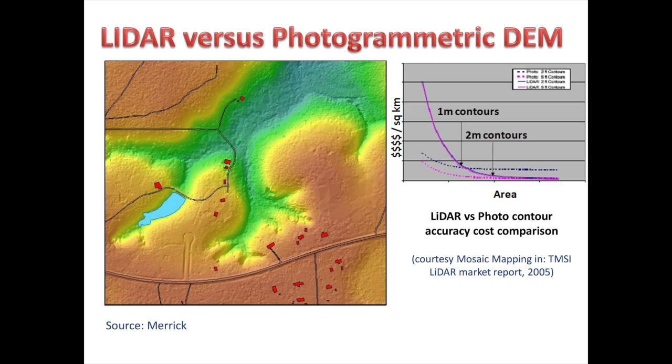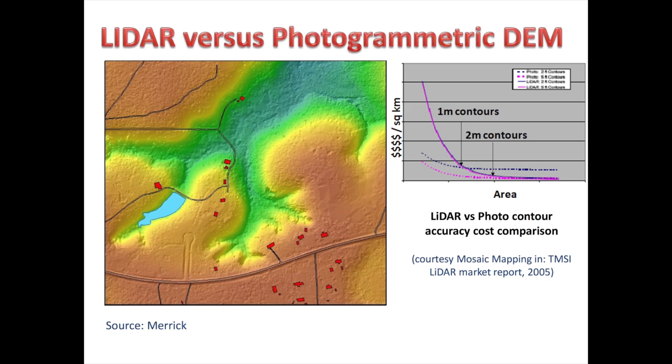This is a rather old slide that I've borrowed here, but again, it serves to illustrate another point. The solid line refers to the LiDAR data, the dotted line refers to photogrammetric data, the left axis is dollars per square kilometer, and the bottom axis is the area of data coverage. The numbers aren't really important, but the point is that the initial acquisition costs for LiDAR for a very small area are quite high. This is an old study, but it's still true today.